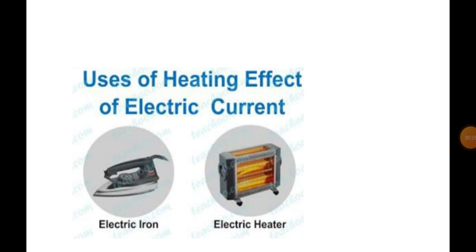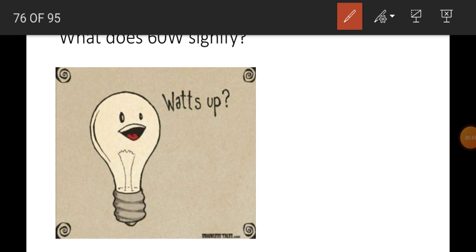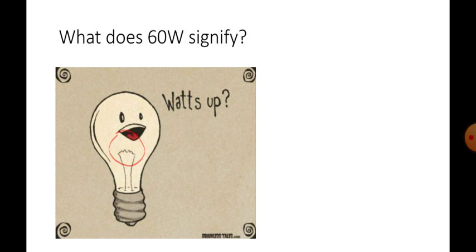Like these two appliances, electric iron and electric heater, they convert electrical energy into heat energy, so they work on the heating effect of electric current. Even this light bulb is looking very happy over there. There is a tungsten filament inside, and when current flows through it, it starts to glow due to heating effect. When you heat any metal, you know that it will start to glow. So it's all about the heating effect of electric current.